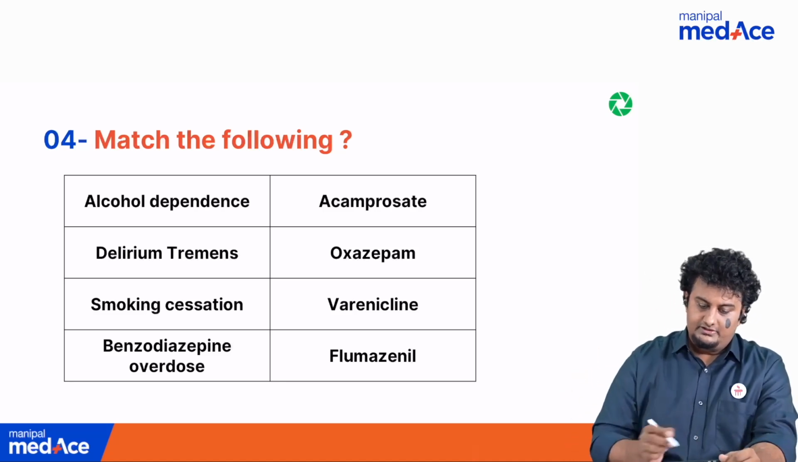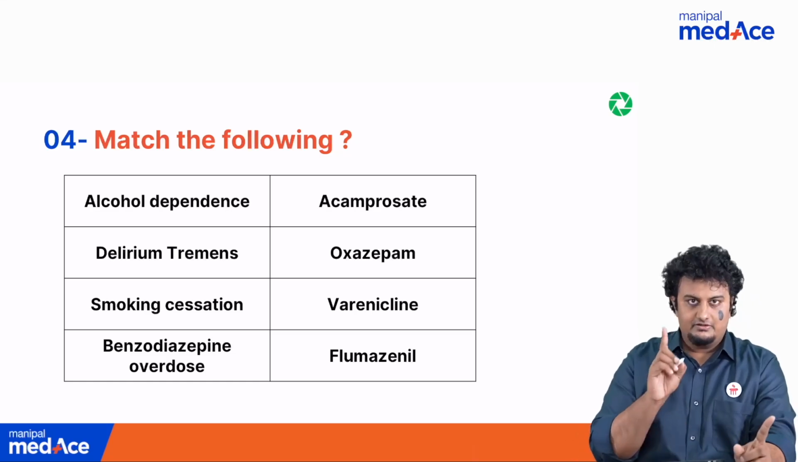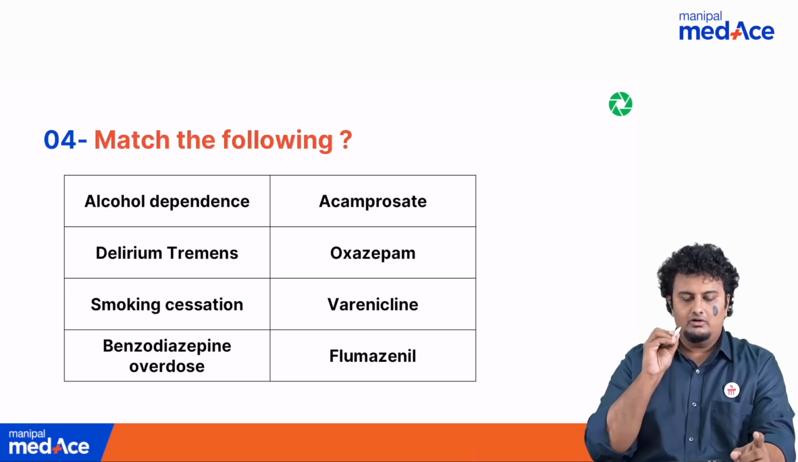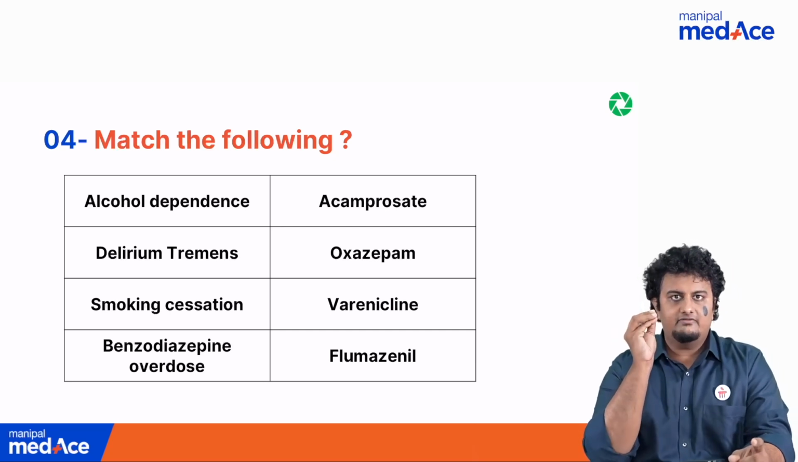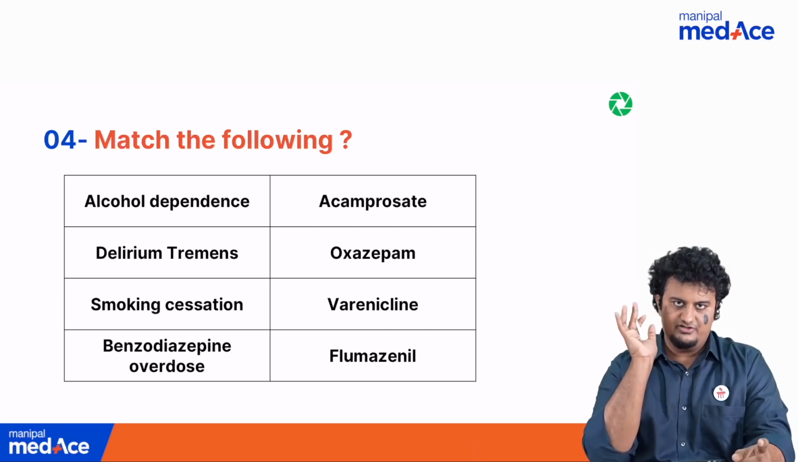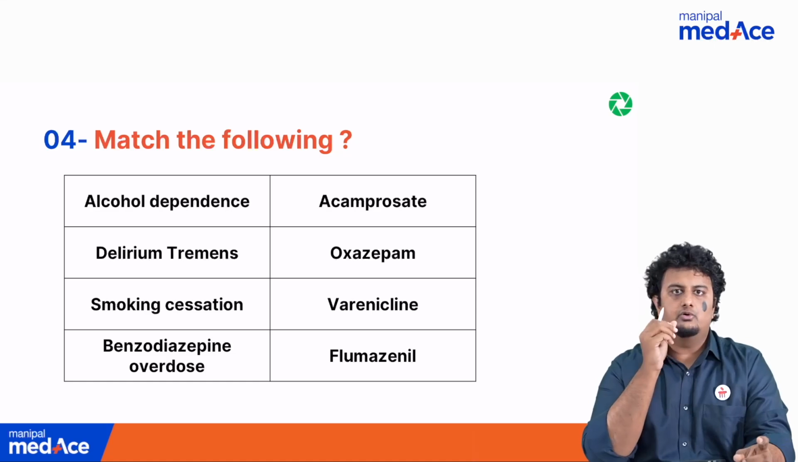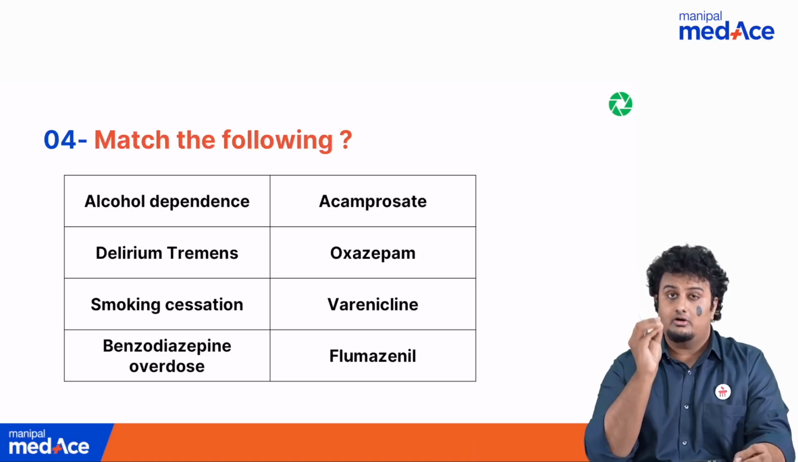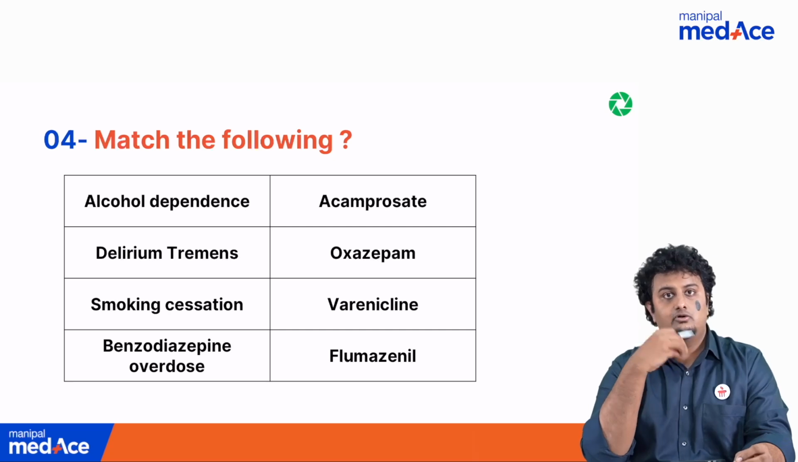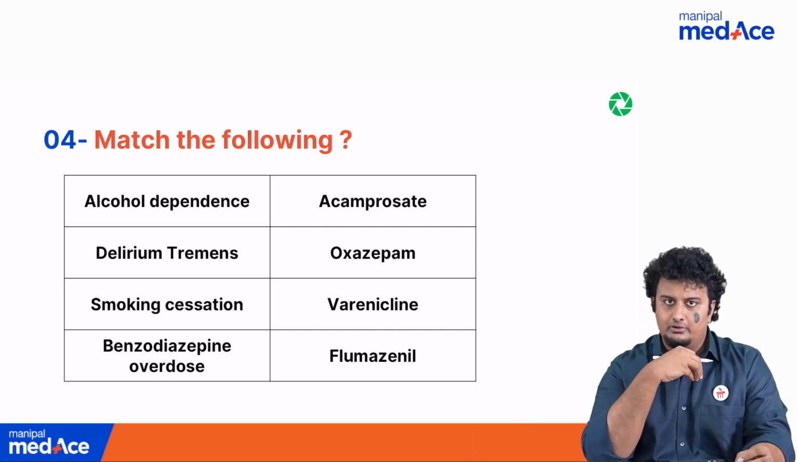So what is it? It's quite straightforward, right? Just always remember, alcohol dependence and delirium tremens and alcohol withdrawal is a favorite question for INICET and NEET PG also. So you have absolutely no excuse for not knowing it. This is a very high yield topic, and we have spent a lot of time on it, both in the recalls, in the crash course, and also in the video lectures.